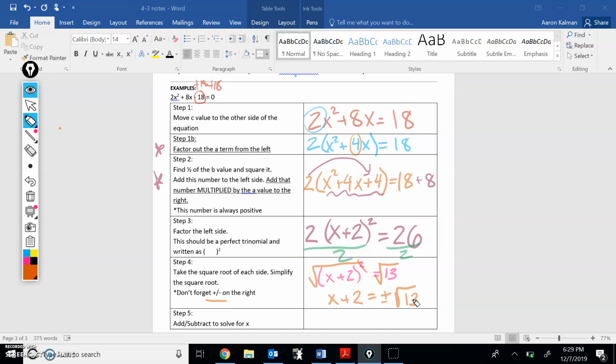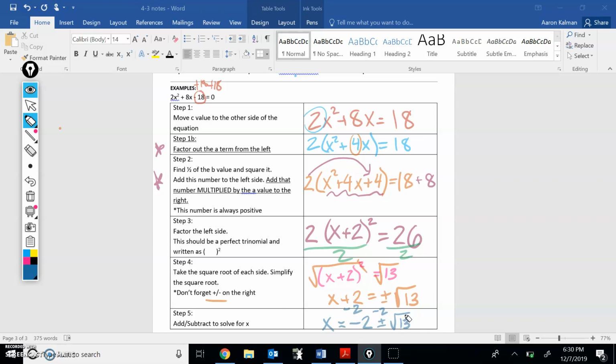The square root of 13 cannot be simplified to anything further, so we're just going to leave this as the square root of 13. The last step here is to add or subtract at the end, so we're going to do a minus 2 to both sides, since we do the opposite. And our final answer is x equals negative 2 plus minus the square root of 13.